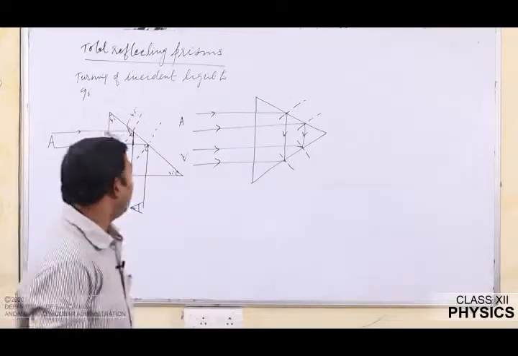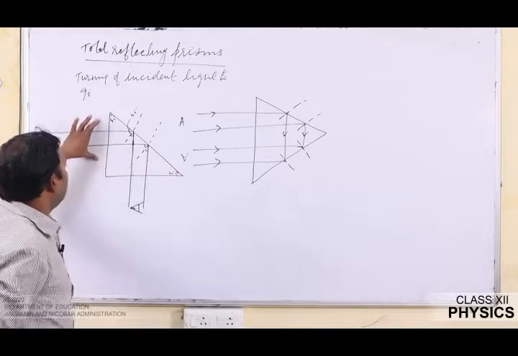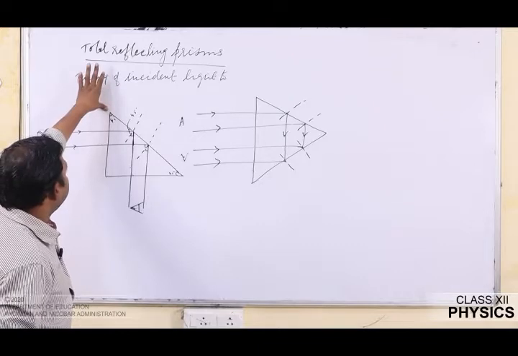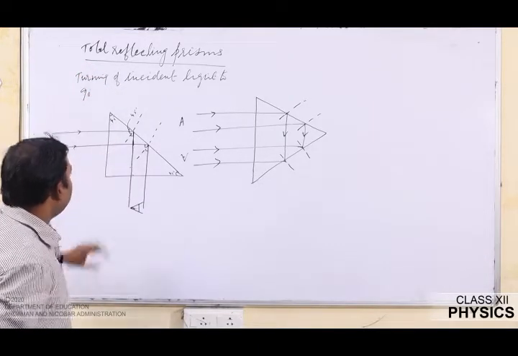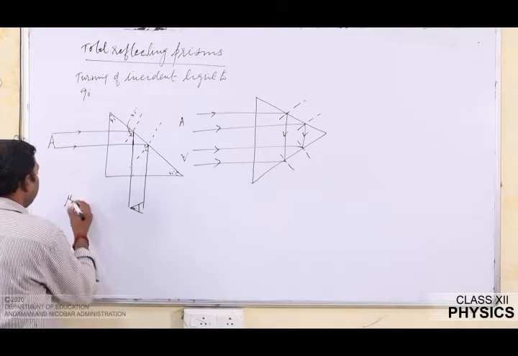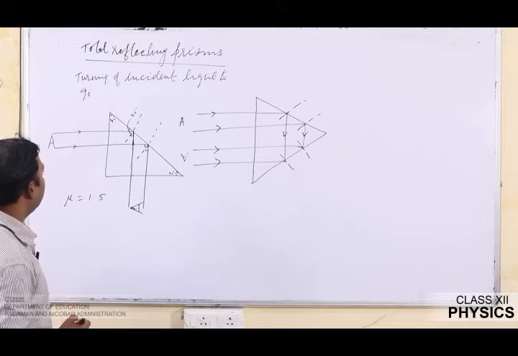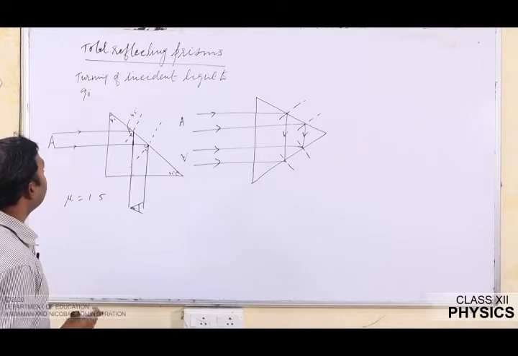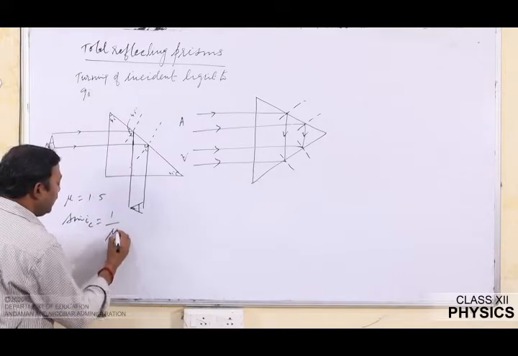Now, we will see the working of a prism, which is based on total internal reflection. Here we have an isosceles right angle prism, whose two angles are 45 degrees and one angle is 90 degrees. The refractive index of glass is mu equal to 1.5. We have to find the critical angle in order to check whether total internal reflection will take place or not. According to the definition, the formula is sin iC is equal to 1 by mu.